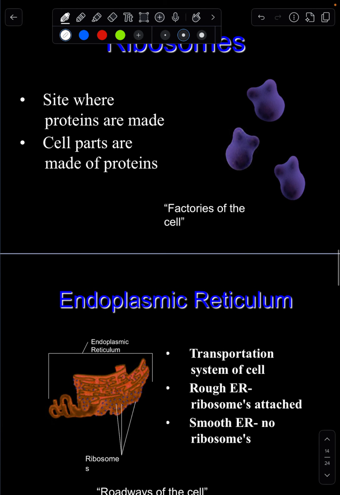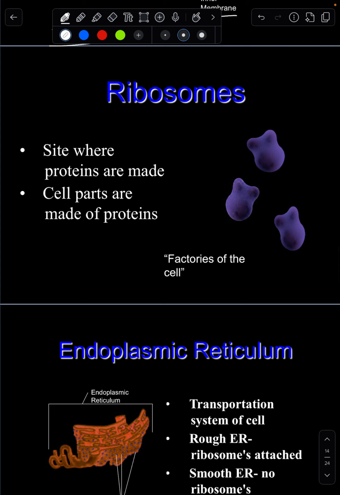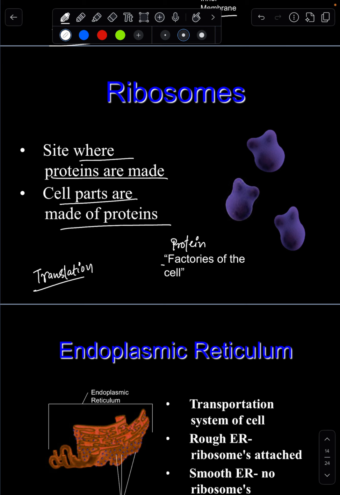Now we see ribosomes. Ribosomes are the site where proteins are made, and cell parts are made up of proteins. So these are basically the protein factories of the cell. Translation is a process we will see where proteins are made from the DNA, which we have seen inside the nucleus. From DNA, proteins are made.